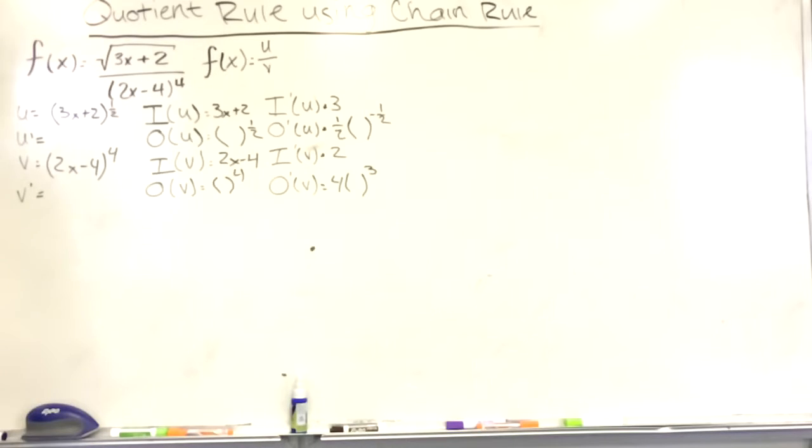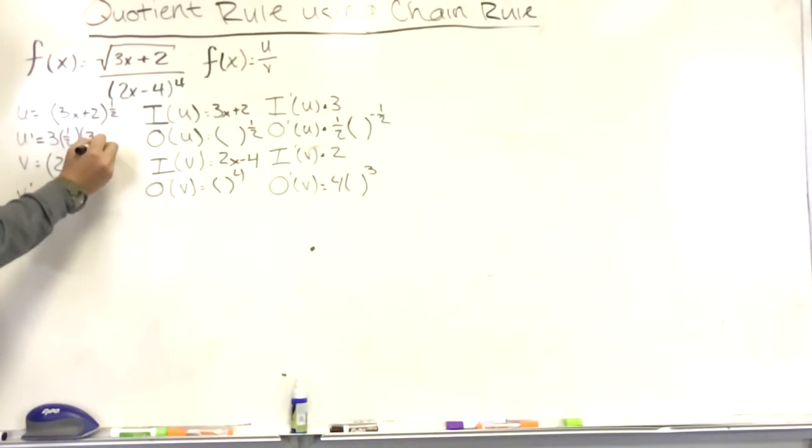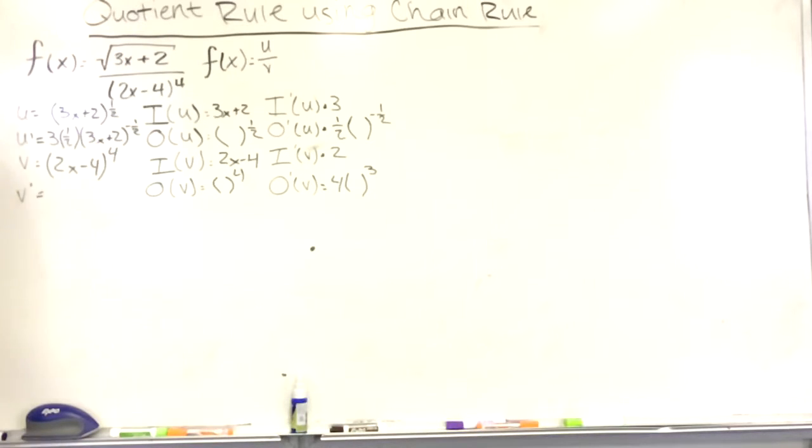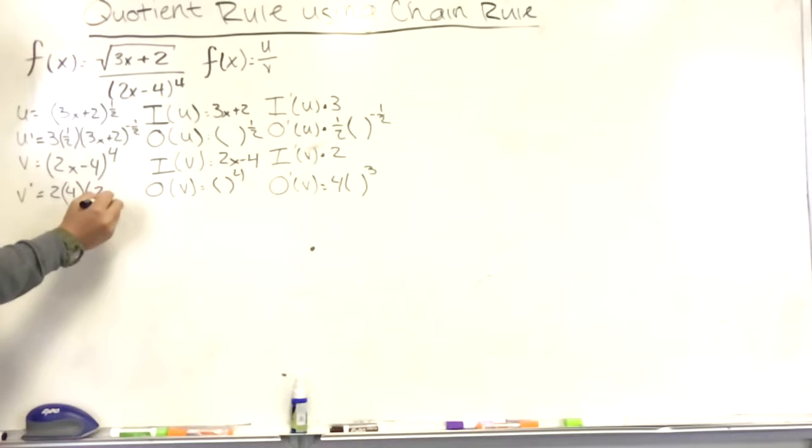Now that we found the chain rule pieces for u and v, we're able to find the derivatives of u and v. So it's going to be the inside derivative times the outside. So u prime is 3 times 1 half, open parenthesis, and then whatever the inside of u is, so 3x plus 2, we're going to raise that to negative 1 half. And then v prime is going to be the inside derivative, which is 2, times 4, which is the outside derivative, open parentheses, the inside of v, which is 2x minus 4, to the 3rd.